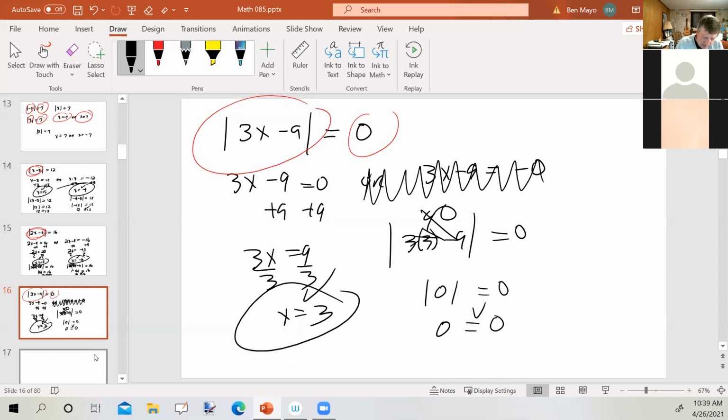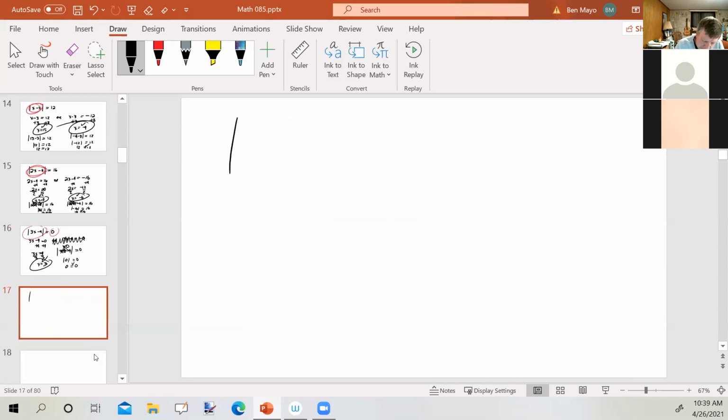All right. Let's say we've got an absolute value equal to a negative number. Now, recall that I said an absolute value can be positive or 0, but it can't be negative. So already it looks like we're in trouble. Let's proceed and see what we get.